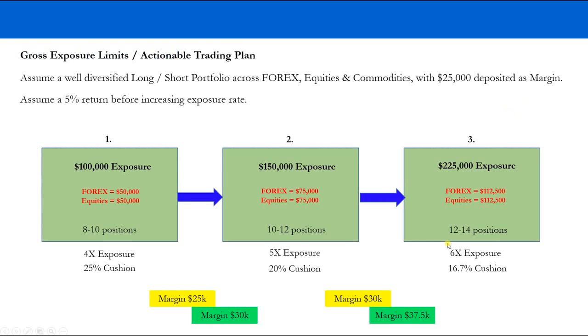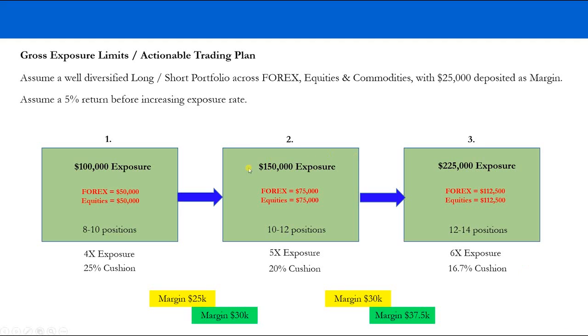Now, we can apply our exposure rates that professional traders deploy or expose themselves to, and the process that they go through to build their exposures. So first of all, we're assuming a well-diversified long-short portfolio across Forex, equities, and commodities with $25,000 deposited as margin. We're assuming 50% split down the middle in terms of net exposure, and we're assuming a 5% return before increasing the exposure rate. So let's go through this now.